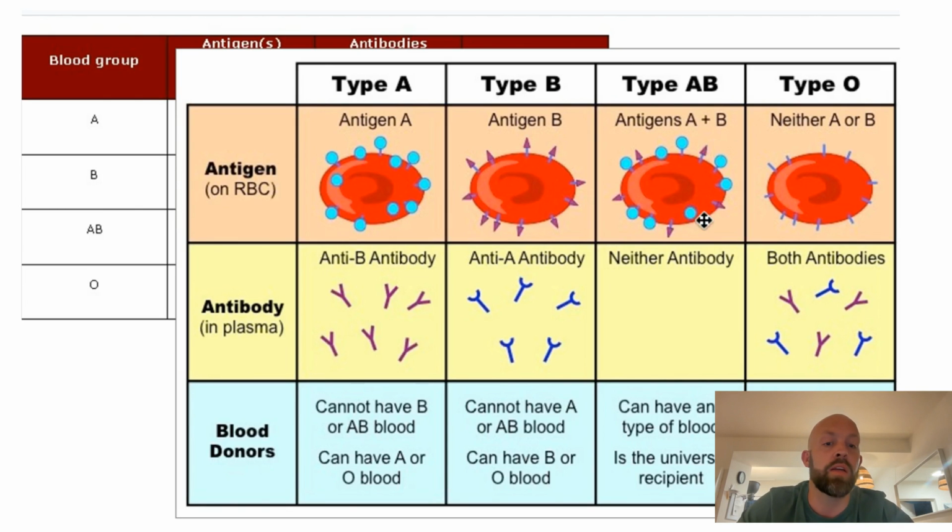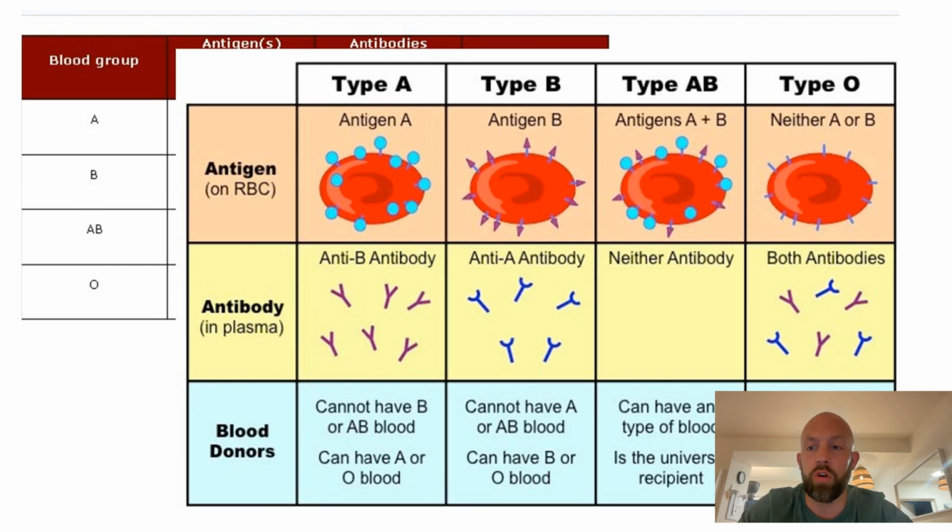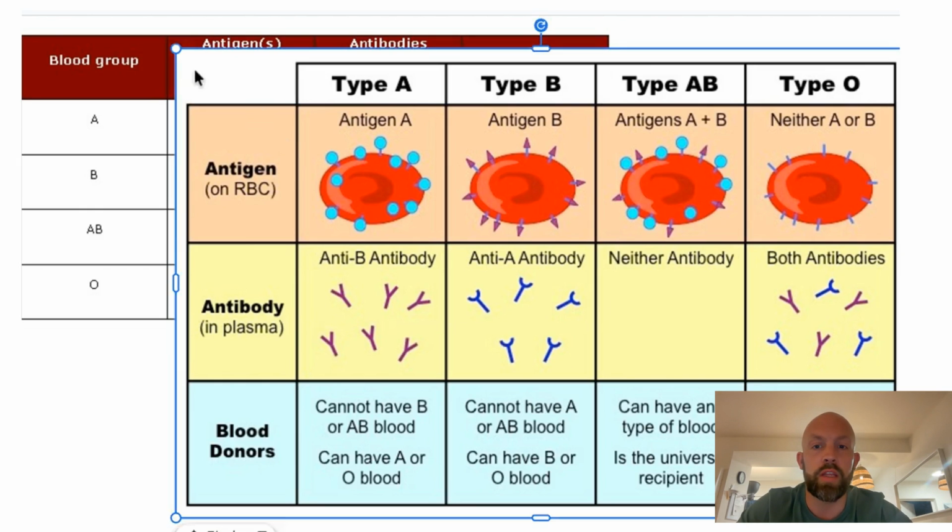Then there's type AB. We call this individual the universal recipient. Why is it the universal recipient? Because it can ultimately receive A and B, because it's producing neither antibody. Whereas type O would be the universal donor. It's able to donate blood to anybody because it has no markers on the outside, so no antigens. However, it's producing both antibodies, and that means it can only receive type O. There is a classical cross that you could do where you could look at the inheritance.